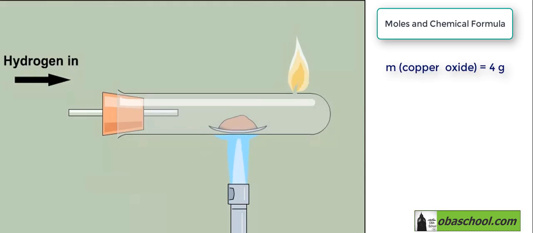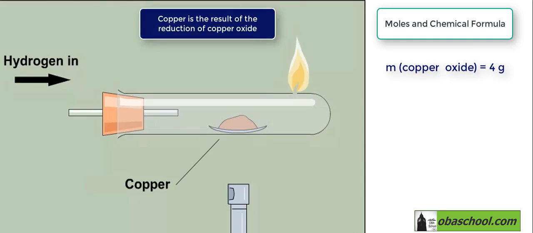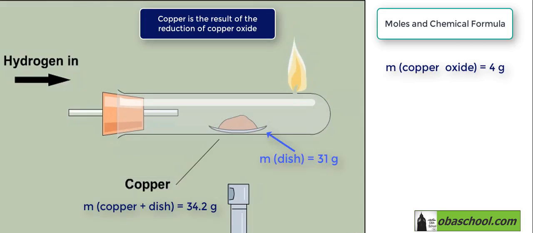We heated the black copper oxide and therefore it turned into copper. This is the reduction of the copper oxide. After the experiment, we measured the mass of the copper that is left in the dish, and that was equal to 34.2 grams. From this information alone, we can work out how much of the compound was copper, and that was 34.2, which is the mass of the copper left in the dish, minus the mass of the dish, which is 31, and that is equal to 3.2 grams of copper.